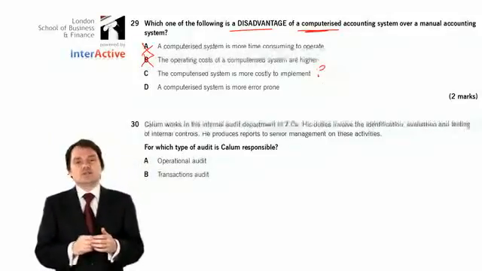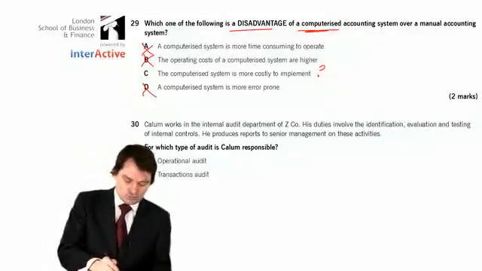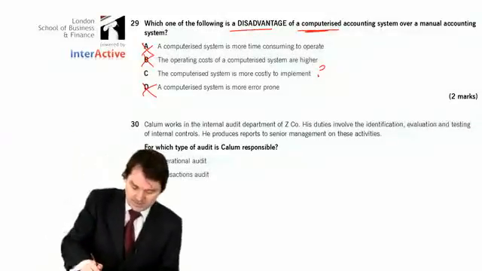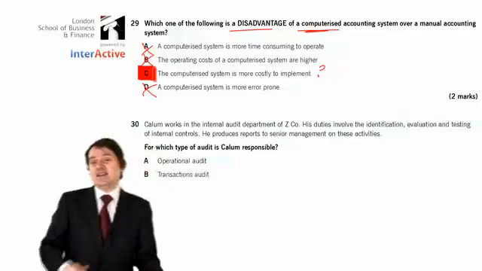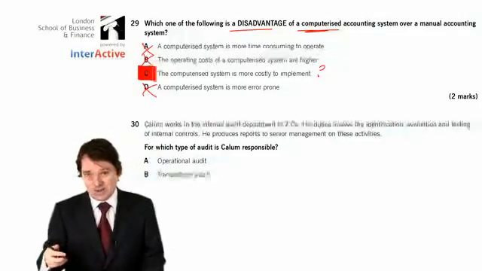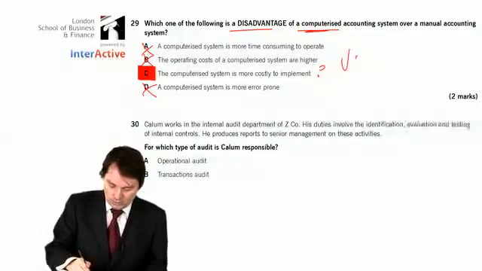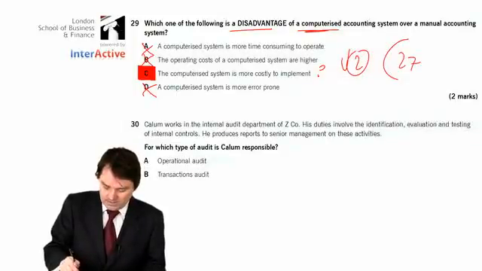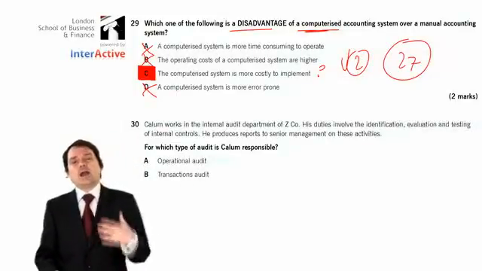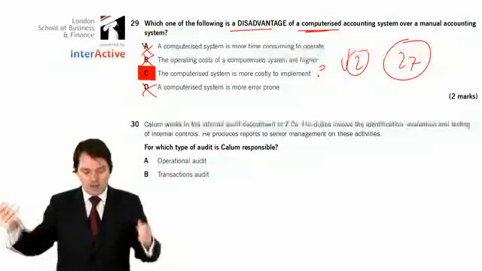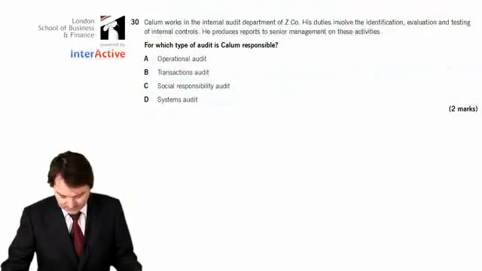D, a computerised system is more error prone. Well, that one's just wrong again. So process of elimination, going to be C. I think, to be honest, again, you could look at that one and C ought to leap out at you as the obvious answer. So I reckon that everybody would be able to get that. We're now on 27 marks. We move on to question 30.